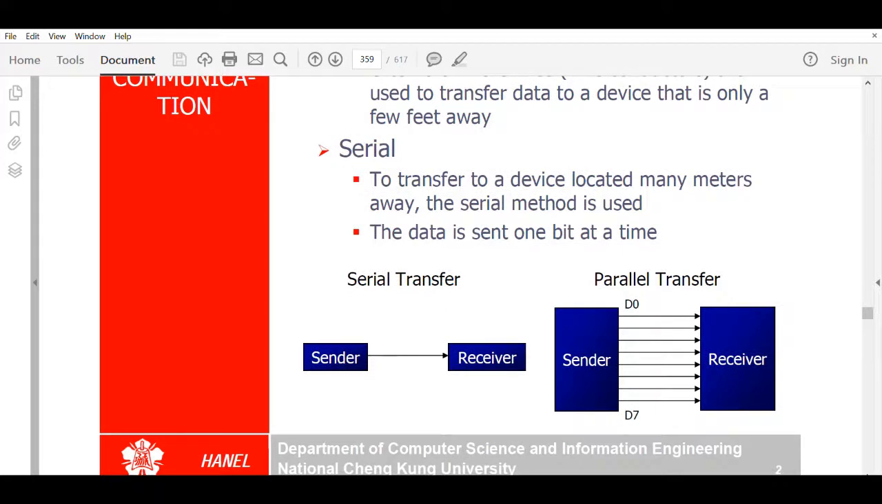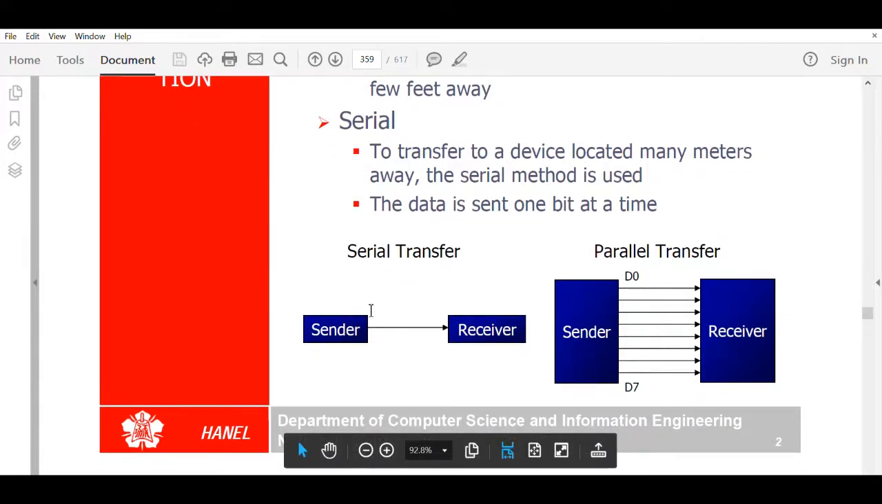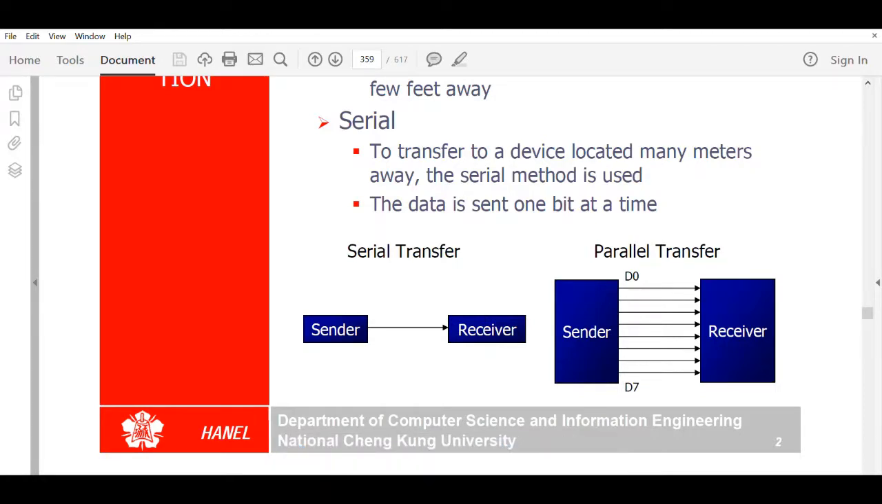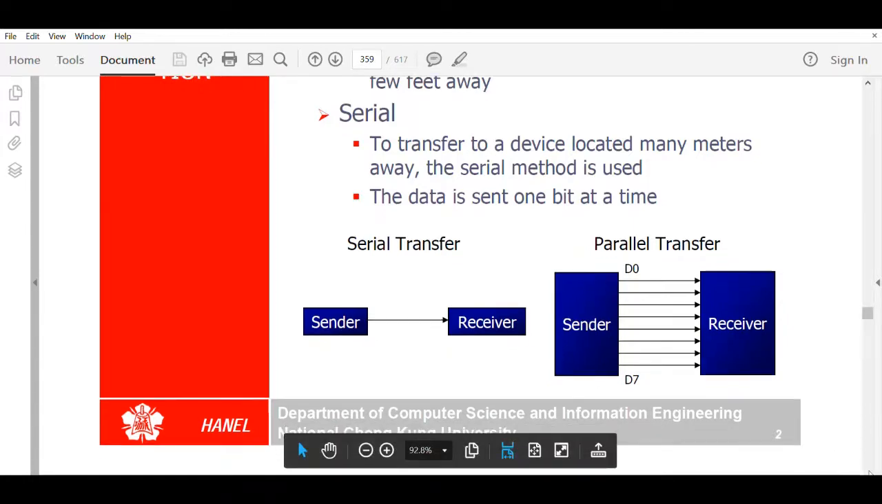So that is serial communication. If you have a sender or a transmitter and a receiver at two different places, then the sender will transmit the data to the receiver bit by bit in the case of serial transfer. So the first case we see here is serial transfer. You have just one line, and in that line, one bit at a time will be transferred to the receiver. Whereas in the parallel transfer, all the bits will be transferred through multiple lines at the same time. So we are focusing only on serial communication here.